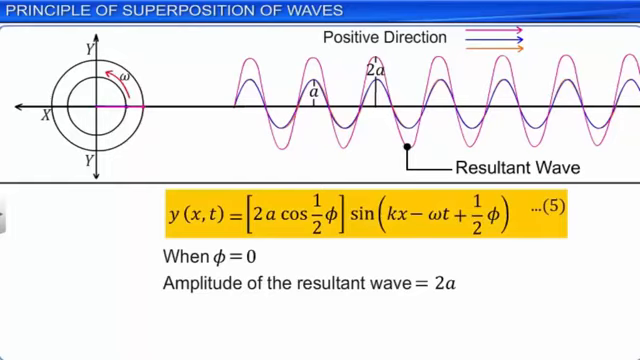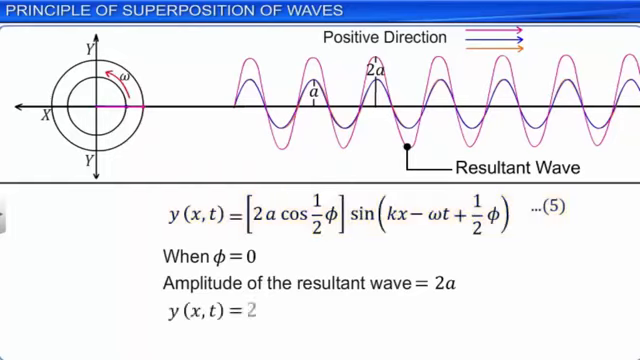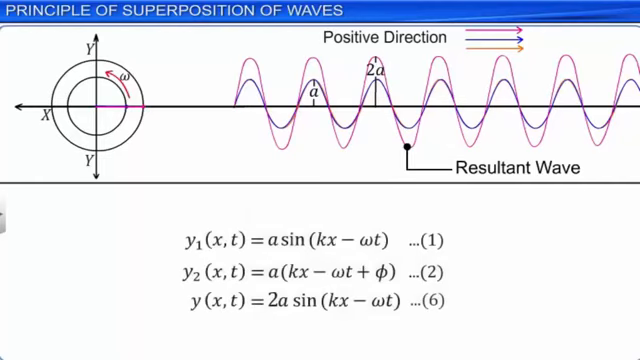When phi is equal to pi, the two constituent waves are completely out of phase. And equation 5 becomes y of x, t is equal to 0. Let this be equation 7. Equation 7 indicates that the resultant wave has 0 amplitude. That is, the wave is a straight line.